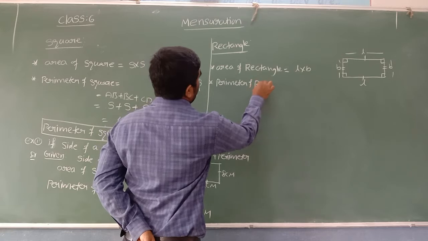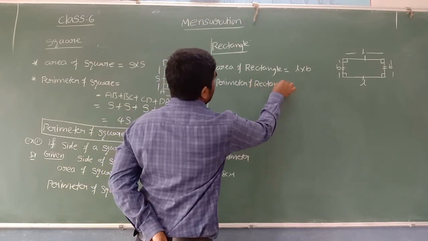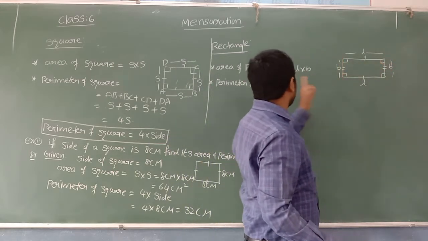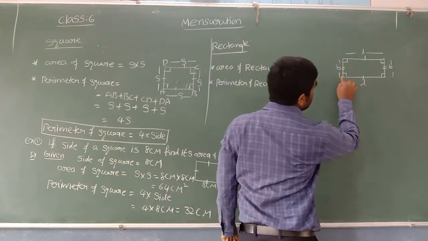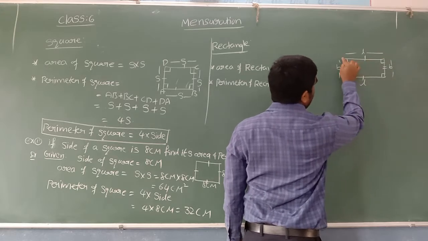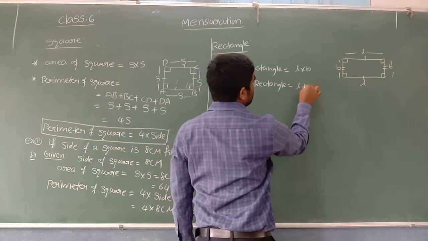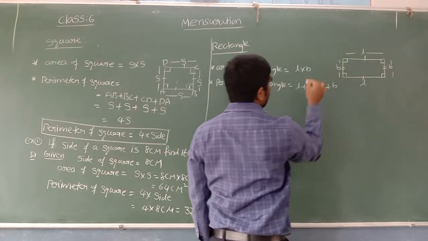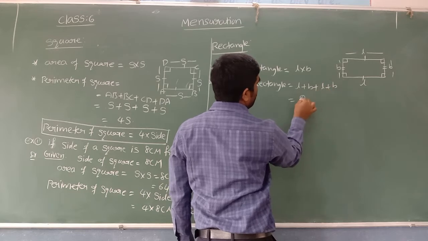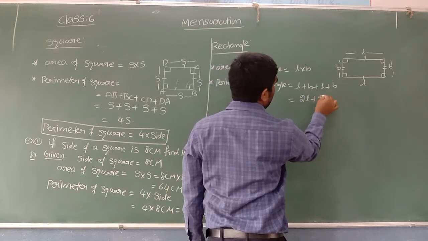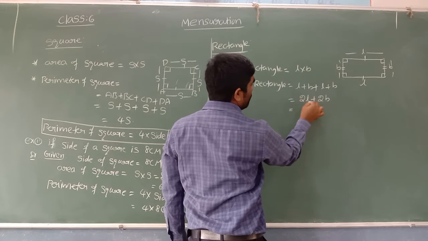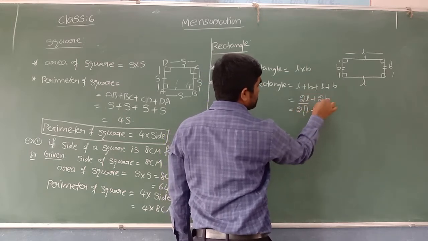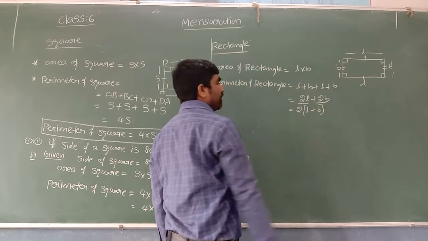Now let's see next how to find the perimeter of a rectangle. About perimeter, what did I say, beta? It is the total length of the boundary. Total length of the boundary is called the perimeter. See, this boundary is L plus B plus L plus B, which is equal to L plus L, two L, plus B plus B, two B. From this I can take 2 common from both terms. If I take 2 common, here L is left plus here B is left: 2 into L plus B.